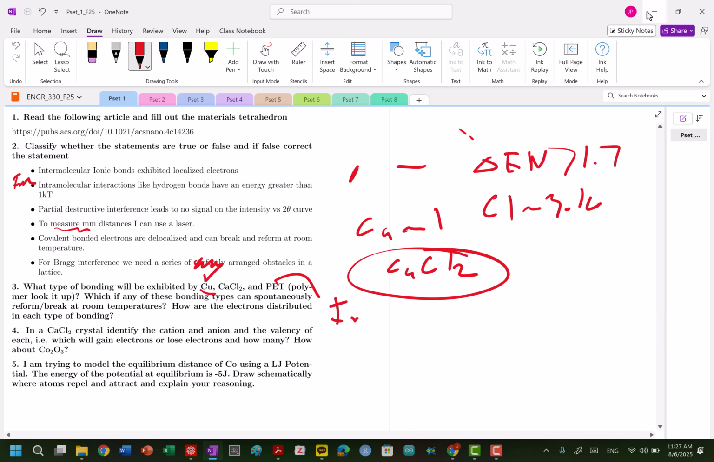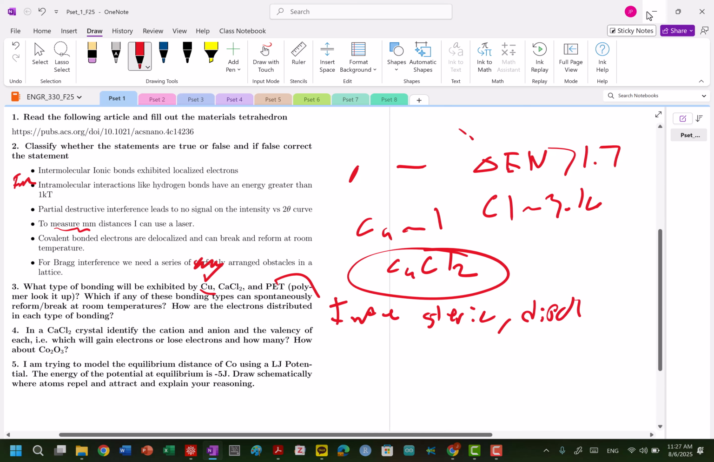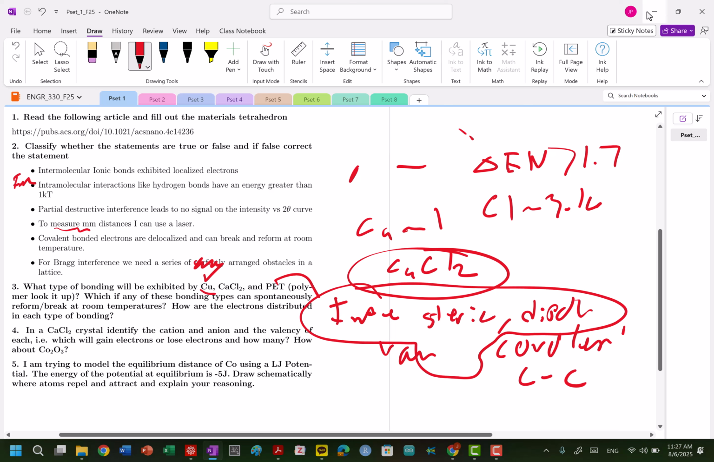The intermolecular ones that are less than kT will be those steric ones, those dipole-dipole interactions, van der Waals, et cetera. You have your covalent interactions, which are covalent because they're carbon-carbon backbone bonds. So these intermolecular interactions can spontaneously break and reform at room temperature, and the covalent ones cannot, and those are going to be localized interactions. There you go.